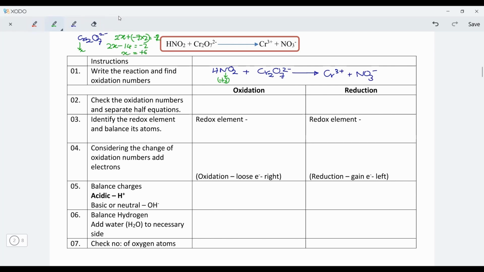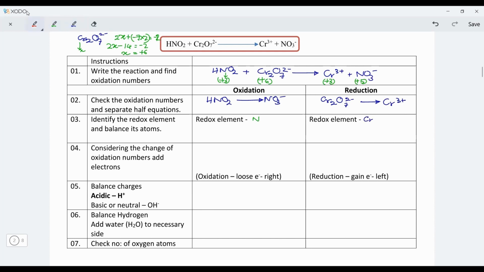Just take the oxidation number of one atom here. Oxidation number equals the charge of this one, 3, and here it is plus 5. Now you can see oxidation number has increased in HNO2, from plus 3 to plus 5. This will be our oxidation reaction, and your redox element will be nitrogen, right? Chromium oxidation number is decreasing from plus 6 to plus 3, and our redox element is going to be chromium.